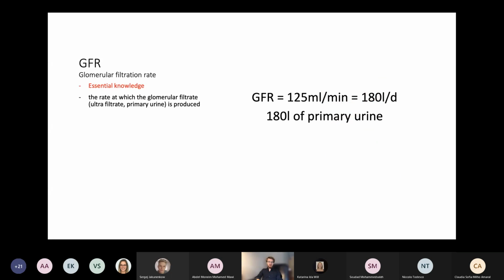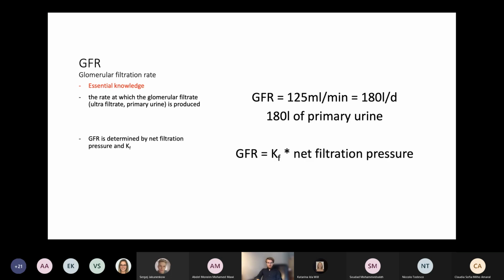How does glomerular filtration actually work? Glomerular filtration is when blood passes through the glomerular capillaries, and the primary filtrate is formed. The rate at which this filtrate is produced is called the glomerular filtration rate. And by the way, these are important values to remember. It is 125 milliliters per minute or 180 liters a day. That means every single day, your kidneys produce 180 liters of primary urine. Now, we don't even have that much blood in the body. That means we need a mechanism of retaining these large amounts of water. And this is done by the tubular processes.